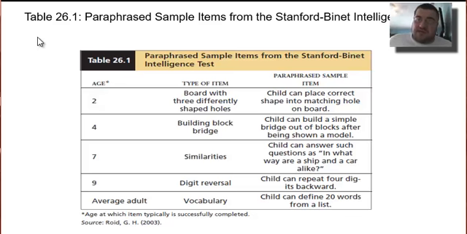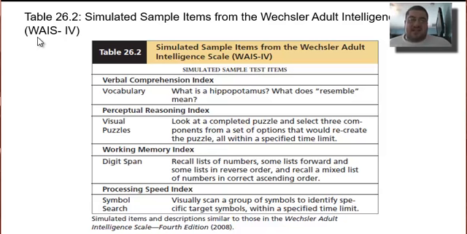Here's an example of stuff you would find on the Stanford-Binet test and the average age of the child at which they can perform this. Here are sample items from the Wechsler Adult Intelligence Scale. You can see there's the Verbal Comprehension Index, the Perceptual Reasoning Index, Working Memory Index, and Processing Speed Index. So people prefer the Wechsler because it gives you a more comprehensive view of the person's intelligence.